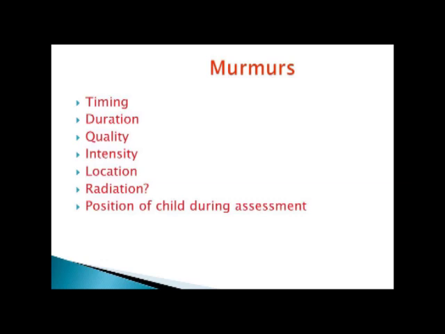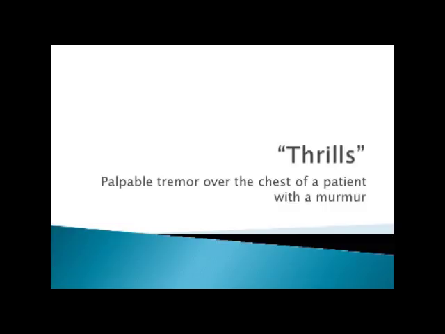So a 1 would look like an I. And anything that's a 4, 5, or 6 murmur that's really loud is usually associated with a thrill. So a 4, 5, or 6 murmur is associated with a thrill. And a thrill is a palpable vibration or tremor if you put your hand over a chest wall.